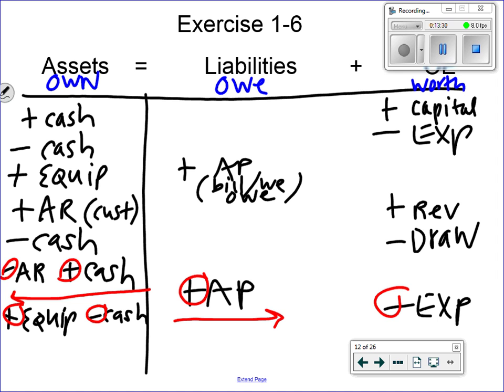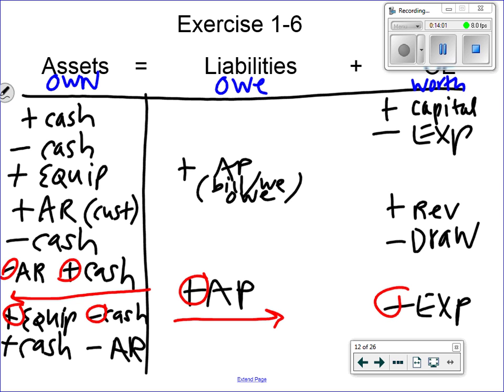Last one. Received cash. Okay, that's easy. Plus cash. From who? What kind of customers? Ones that had originally bought something from us and didn't pay. Rather, they were an AR. So when they're paying their AR, what's going to happen? AR is going to go down, and we're going to get cash as a result.